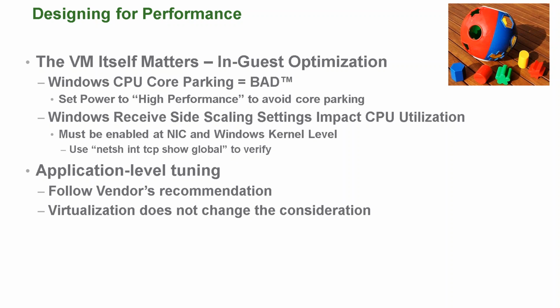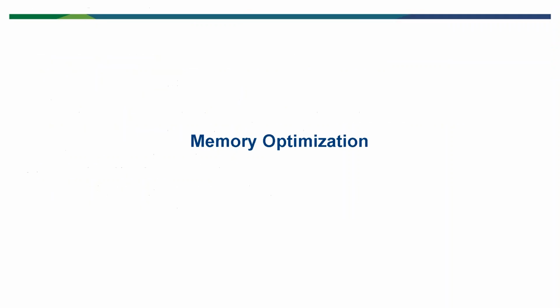There are two places for you to enable RSS. I included that information in this slide. One is the Windows kernel, netsh int tcp show global, and the other one is at the NIC. You just right click on the network card inside Windows, look at properties, go to the configuration, and you will see receive side scaling. Make sure it's enabled in both places. All right.